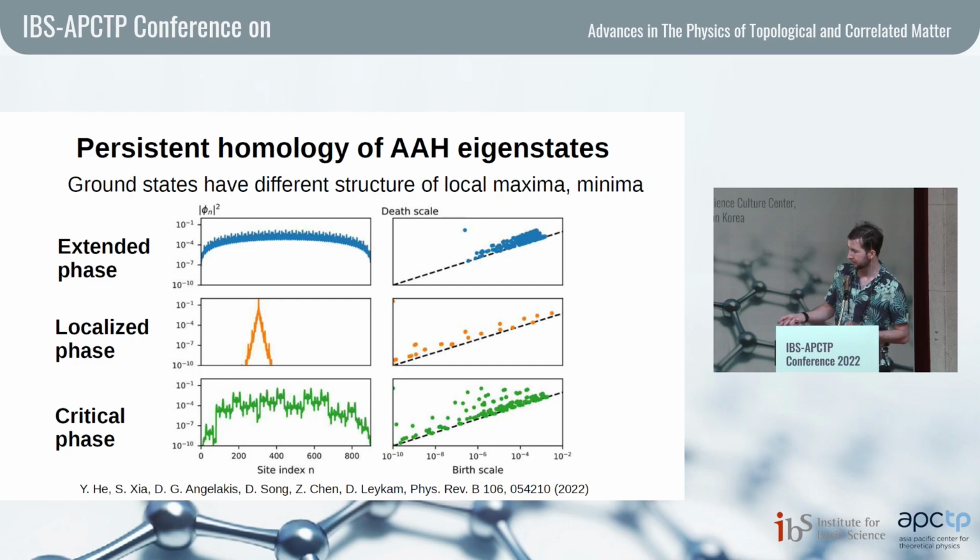Here you have examples of the ground state eigenfunctions in each of the three phases. Here we have the corresponding persistence diagrams, which, okay, look like there is some qualitative difference between them in each of the three phases. To measure this difference more quantitatively, we can introduce different summary statistics.